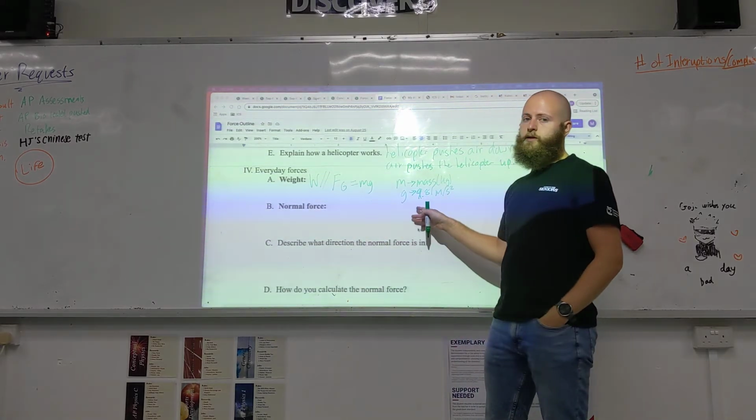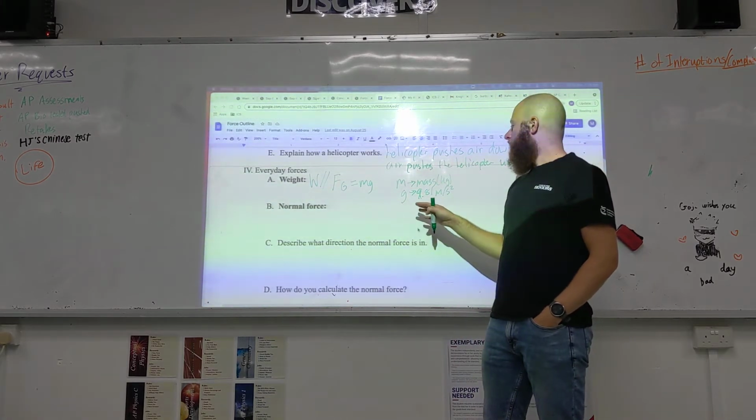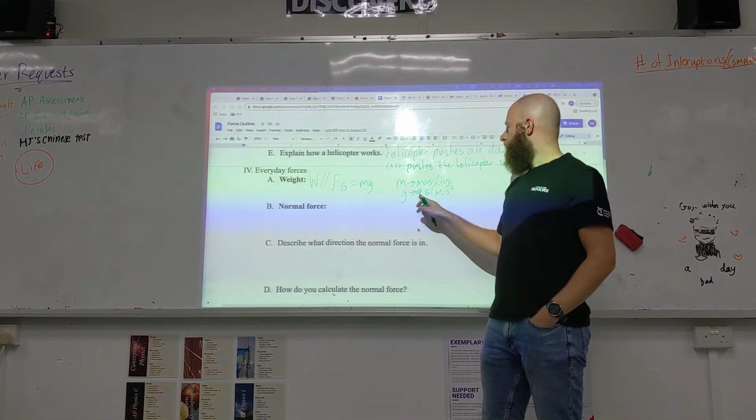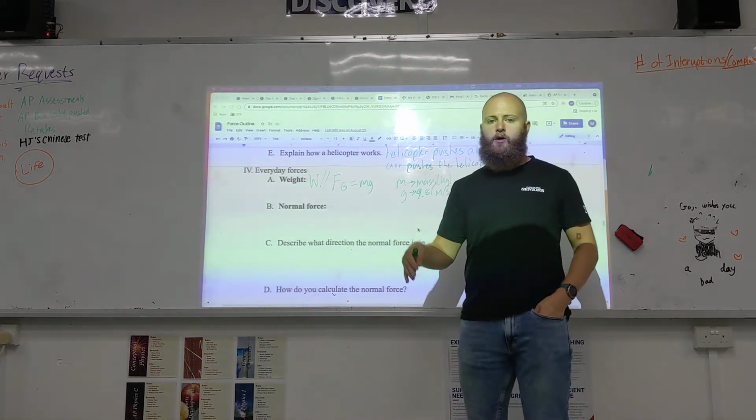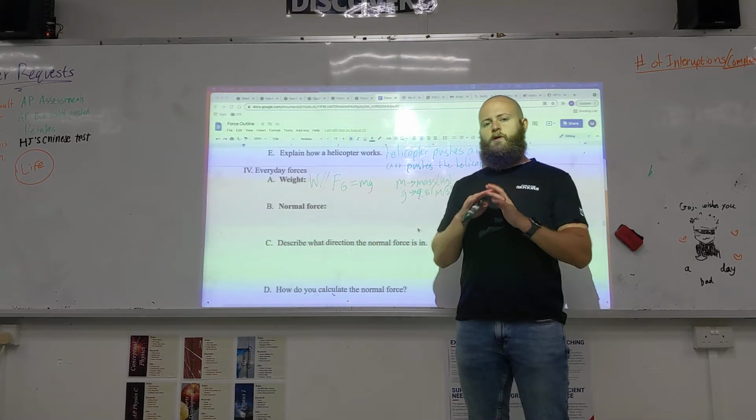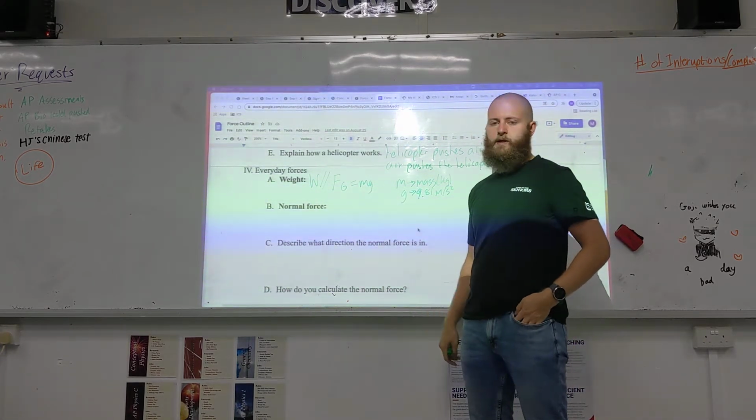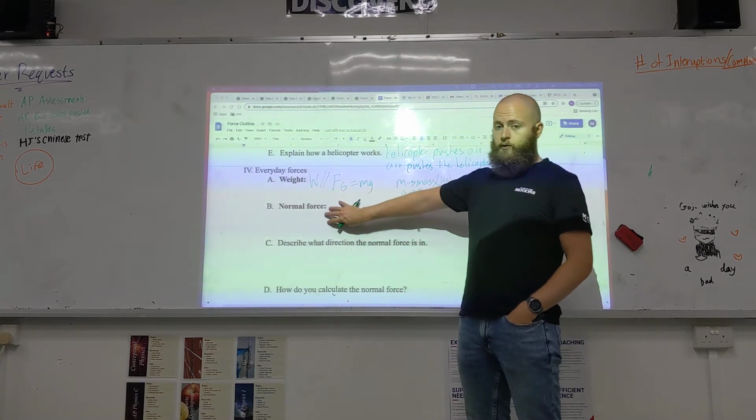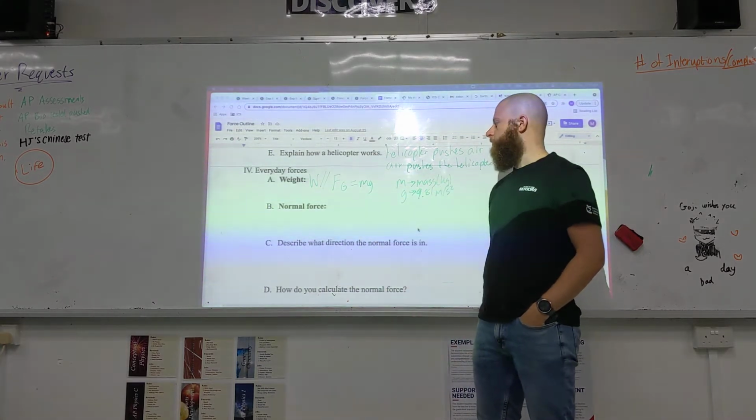So we don't need a negative here. Okay. The other thing to note is if we went to, say, the moon or Mars or Jupiter, this G value could change. But as far as on Earth, this G value will be the same. Okay? The other force, we've also briefly talked about this one, is the normal force.